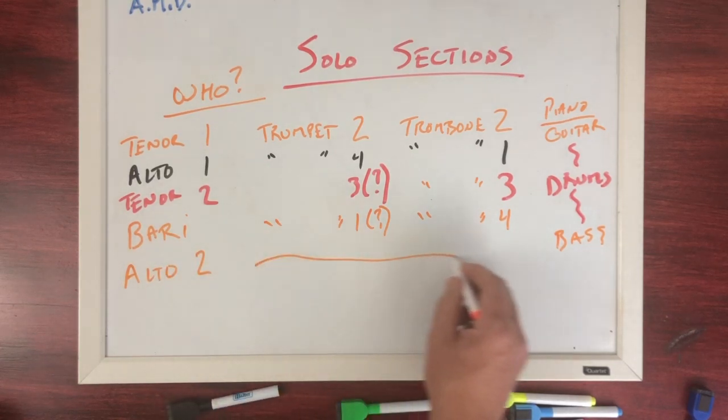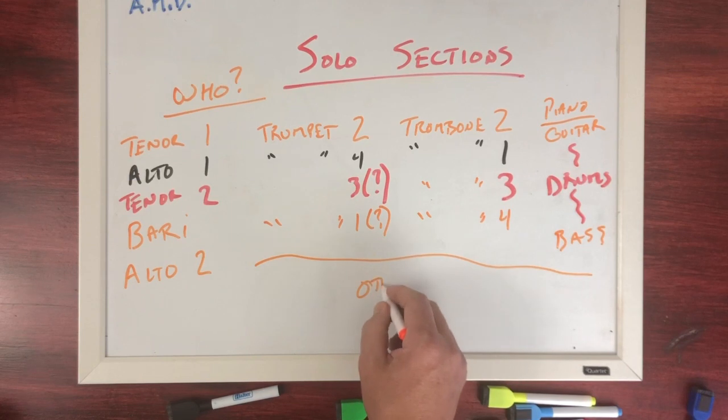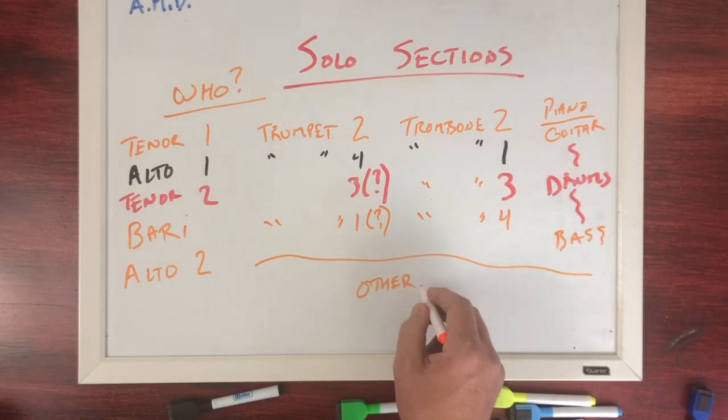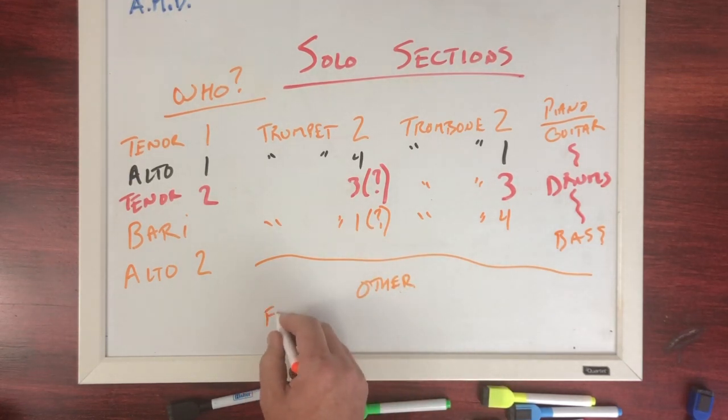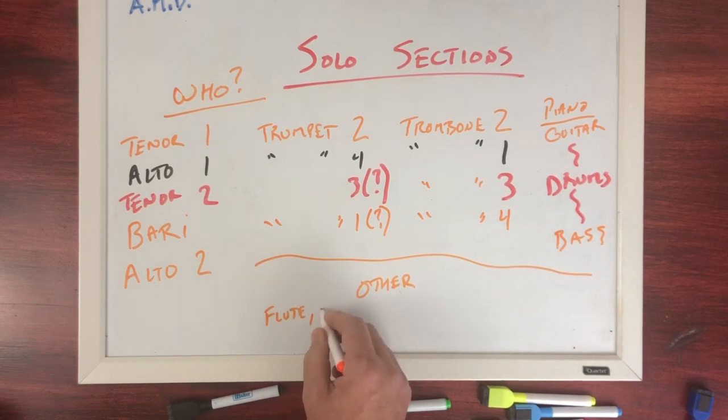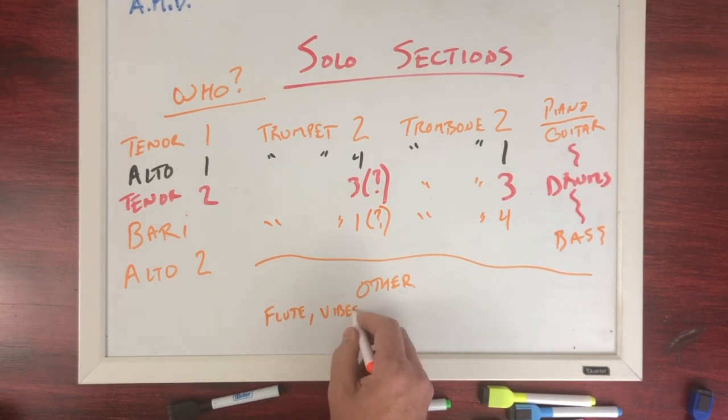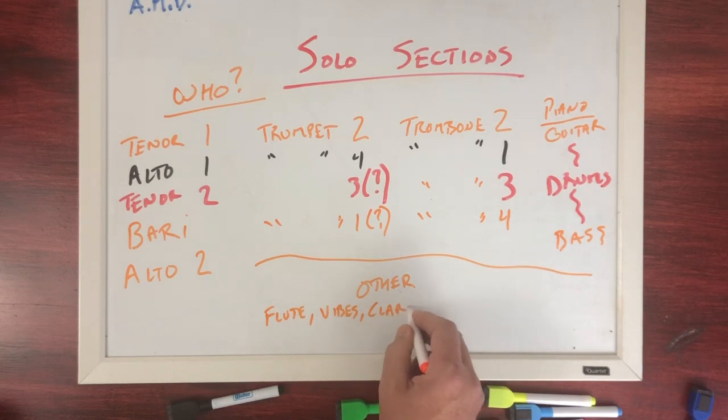Again, this is the hierarchy of potential solos. For the rhythm section, we see drum solos pretty frequently. We don't see too many bass solos. It's also possible you could write for a double. You could write for flute or vibraphone or clarinet or bass clarinet.